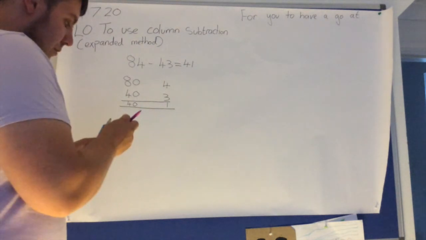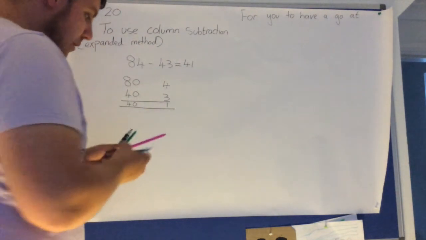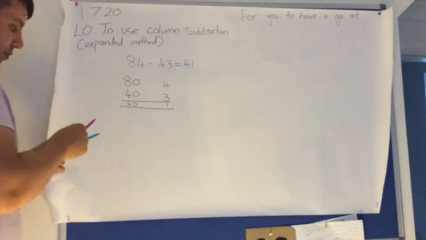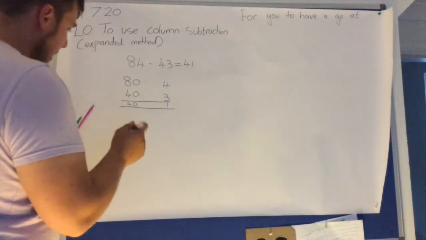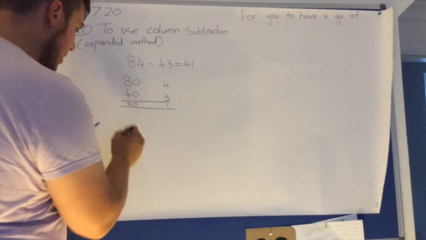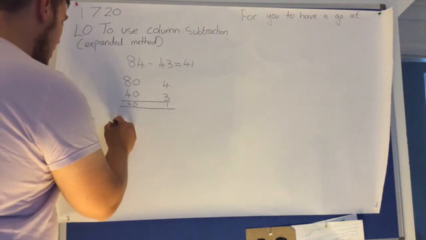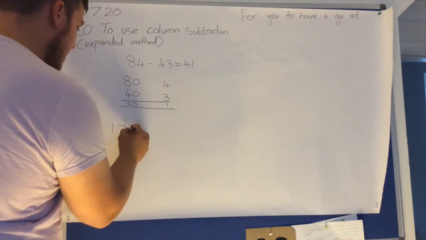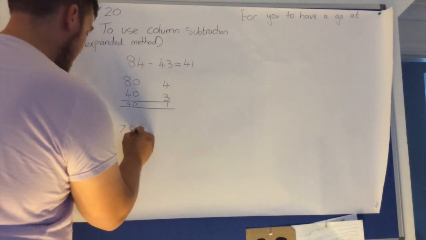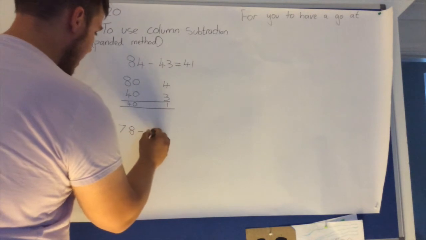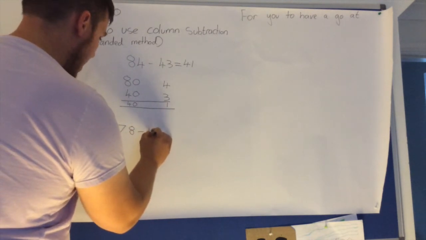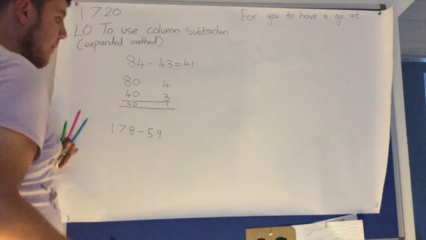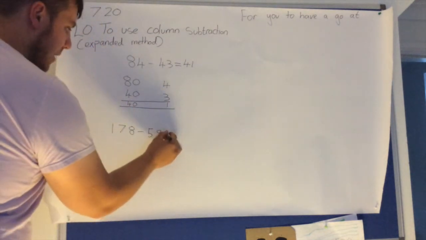So what we're going to do is a 3-digit take away 3-digit, and we're going to have to steal across a boundary. So let me show you what I mean by that. So let's start with a calculation. Let's start with 178 take away 59. Okay, so there's my calculation.